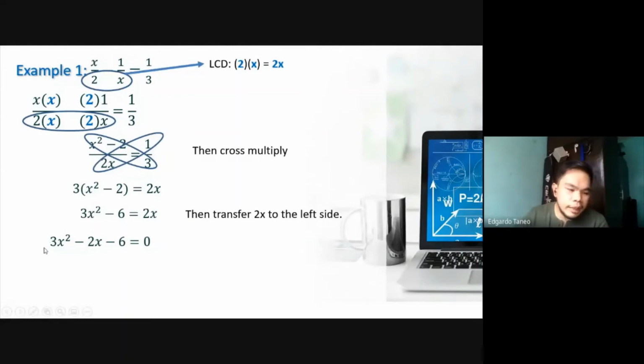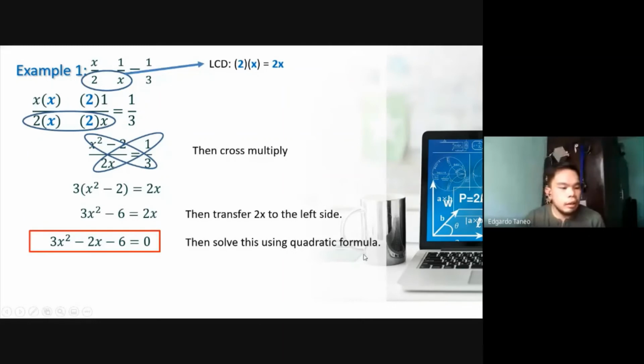Then, okay, so now we have this quadratic equation. Now, you are asked to solve for it. Okay, so to solve for it, you will use quadratic formula. Okay, for me, I will use quadratic formula for this demonstration, but kung kaya niyo namang i-factor ang 3x squared minus 2x minus 6, pwede. Okay? Pwede niyong i-factor yon. Pero kung hindi, then use quadratic formula to solve it. Okay?